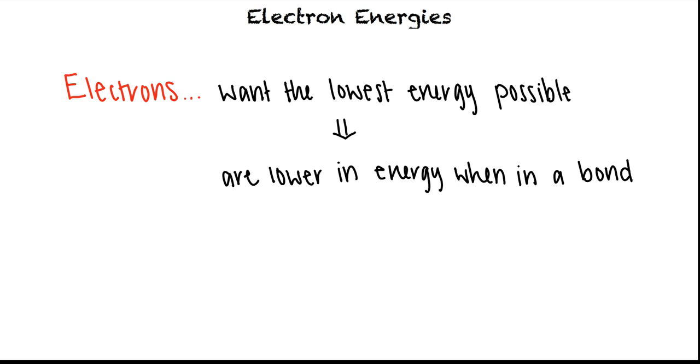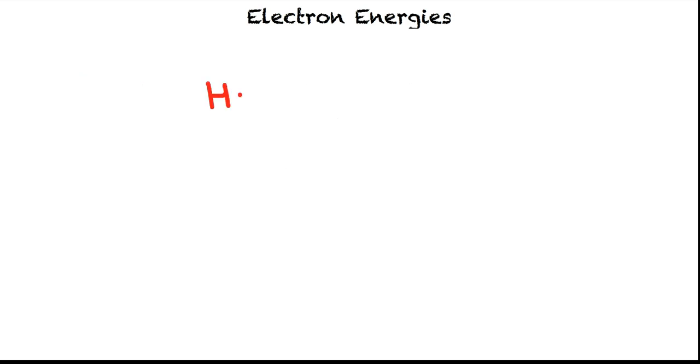This is because electrons are negatively charged, and electrons in bonds are stabilized by two positively charged nuclei rather than one. For example, if we take a look at a hydrogen atom with one electron, and compare it to two hydrogen atoms with two electrons in a bond, we see that the electrons in a bond are lower in energy than the electron that's not in a bond.